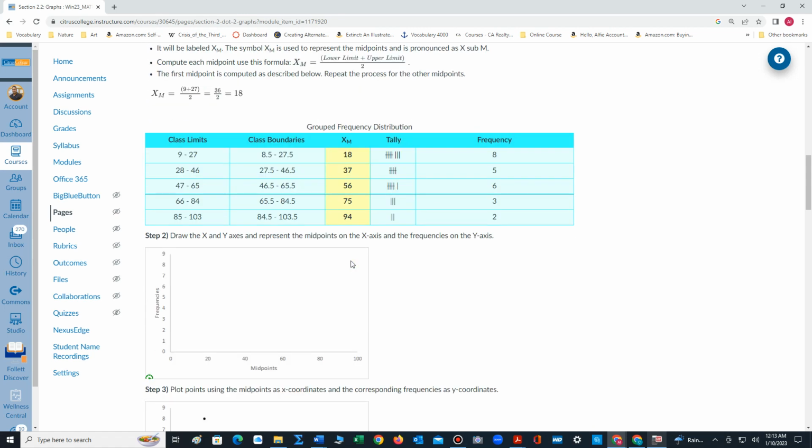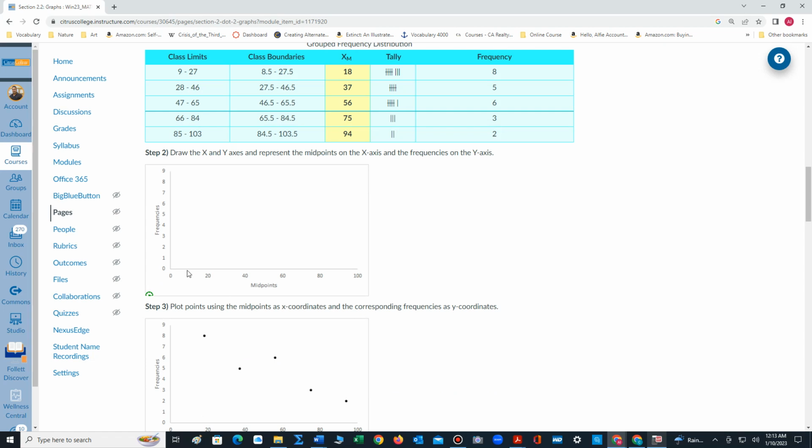Now one thing we can take note of is that all the classes are separated by a class width of 19. That means the midpoints are also separated by 19. So to rapidly generate all the other midpoints, just add 19, beginning with, say, 37. 37 plus 19 is 56. 56 plus 19 is 75. And then 75 plus 19 is 94. That's because the class width is 19. So that's a shorter method to rapidly compute the other midpoints.